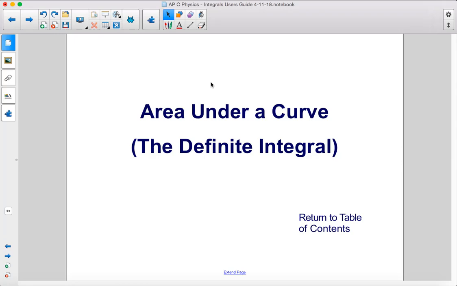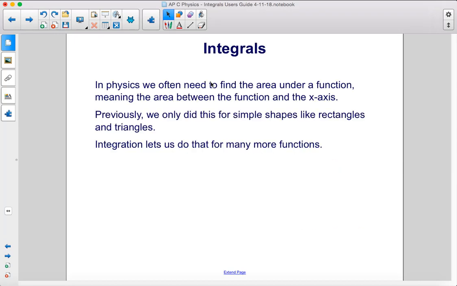Area under a curve, the definite integral. In physics, we often need to find the area under a function, meaning the area between the function and the x-axis. Previously, we only did this for simple shapes like rectangles and triangles. Integration lets us do that for many more functions.